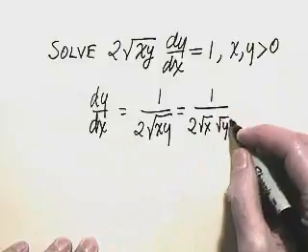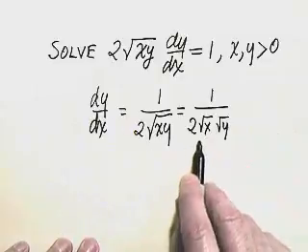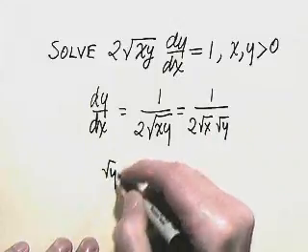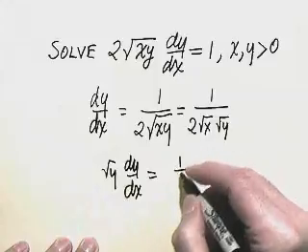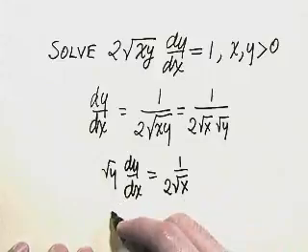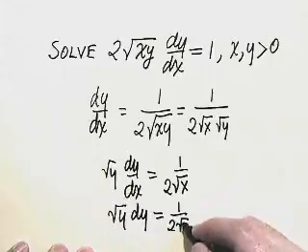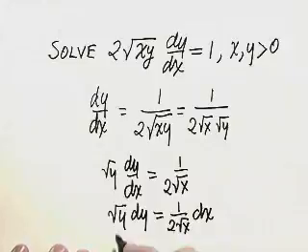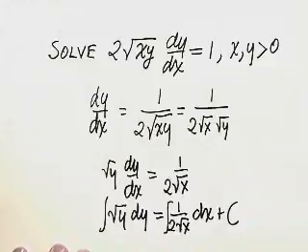And so consequently, I can just get all the y variables to the left and the x variables to the right. So let's multiply by square root y, and I get square root y dy/dx equals 1 over 2 square root x. And now multiply both sides by dx, and we have square root y dy equals 1 over 2 square root x dx. And so what we do now is simply integrate both sides and add our constant of integration.